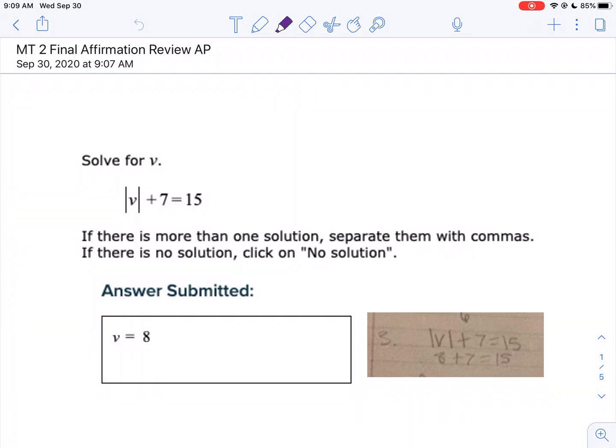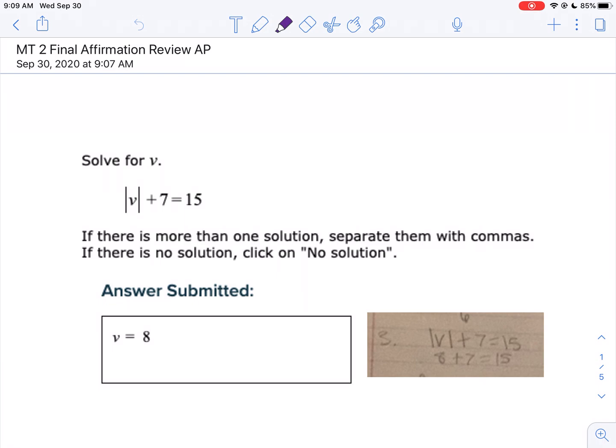Hi, we're going to take a look at your MT2 final affirmation right now. What you did with your work was correct on this question. One thing is you uploaded the first page of your work, but the other two pages with your MT2 LT7 affirmation, so I didn't have work for everything. You mastered this affirmation, so I'm not going to have you redo it, but I will go over it with you.